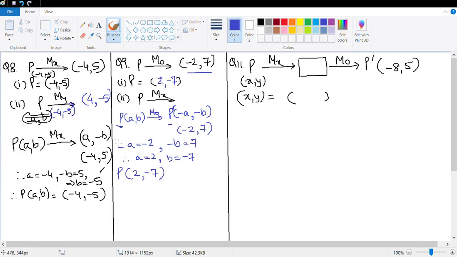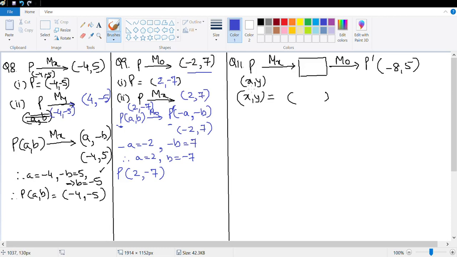Part 2. What happens if I do a transformation on the x-axis to 2 comma -7? So when I do reflection on the x-axis, the sign of my y coordinate changes, which means 2 comma 7. Let's look at the next question, which is question number 11.